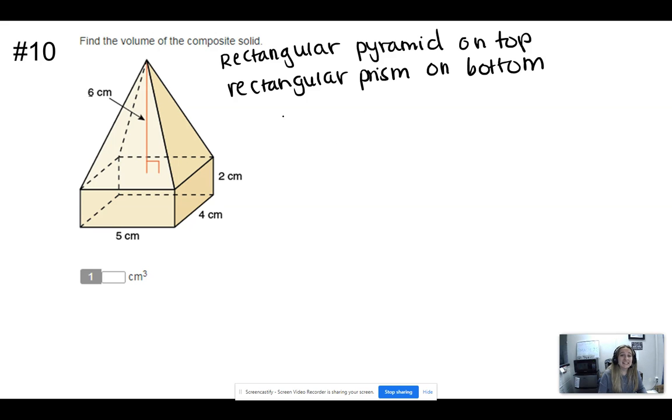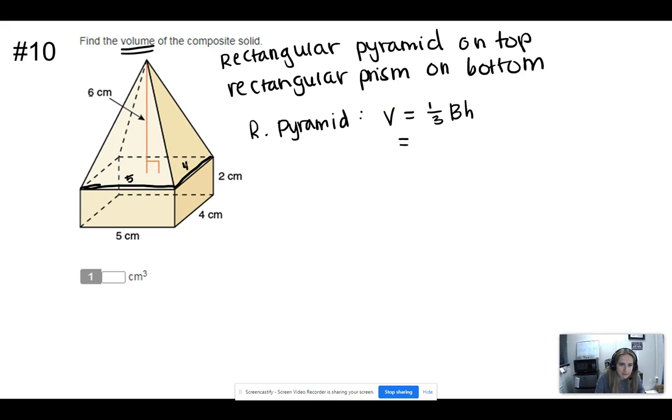So let's find the volume. First, let's find the volume of the rectangular pyramid. To do this, I'm going to go back to my notes and find the volume for a rectangular pyramid. The volume of a pyramid is 1/3 area of the base times the height. The base is a rectangle, so the area is length times width. If this is 5, that means this is 5. If this is 4, that means this is 4.